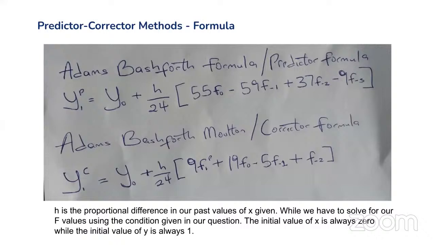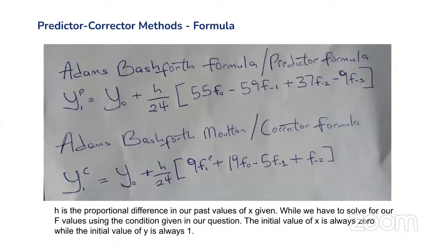The predictor formula is also known as the Adams-Bashforth formula, because that's the man behind the formula. So like I was saying earlier, if you look at our predictor's formula, you can see y1p is equal to y0 plus h divided by 24, bracket 55 f0 minus 55 f minus 1 plus 37 f minus 2 minus 9 f minus 3.